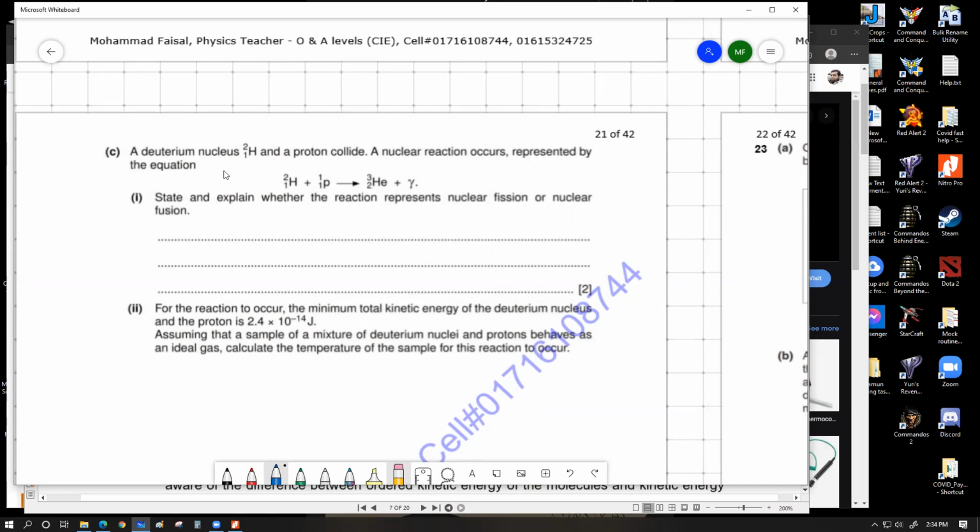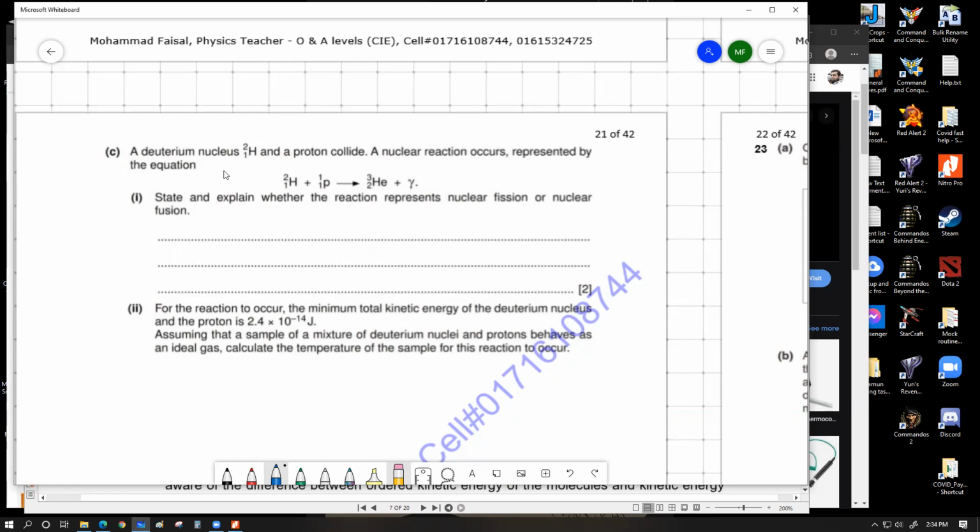Number 2, for the reaction to occur, the minimum total kinetic energy of the deuterium nucleus and the proton is 2.4 × 10⁻¹⁴ joule. Try to understand the significance of this sentence. Together they have to have this much energy. The question doesn't specify which one, so one can be stationary and the other moving, or both might be moving, in the same direction or opposite direction, it doesn't matter. But altogether, we need this much kinetic energy for the reaction to occur.